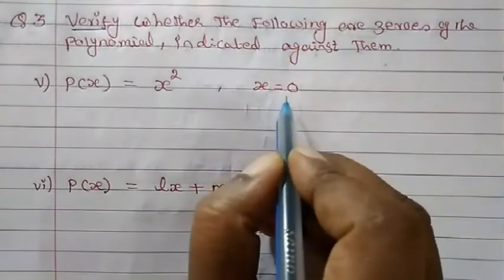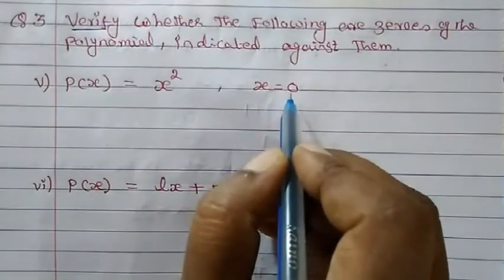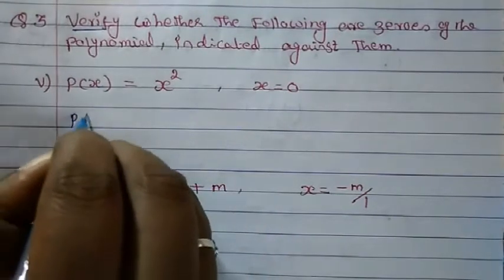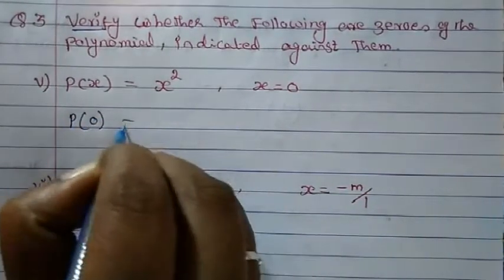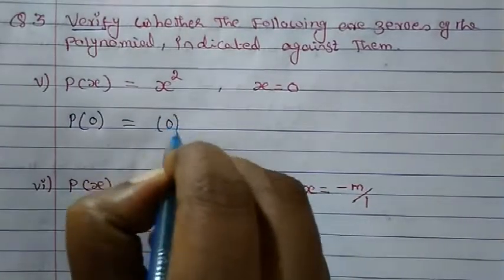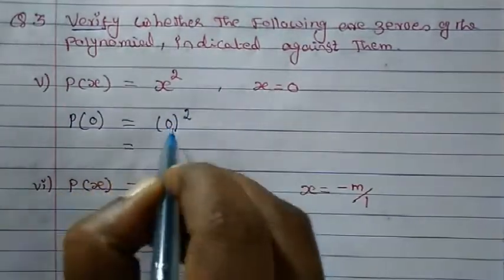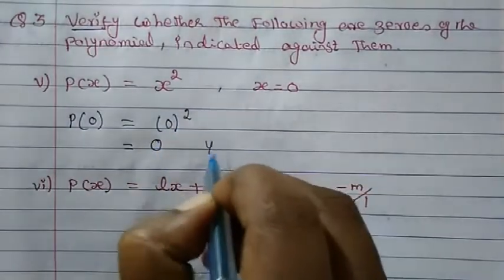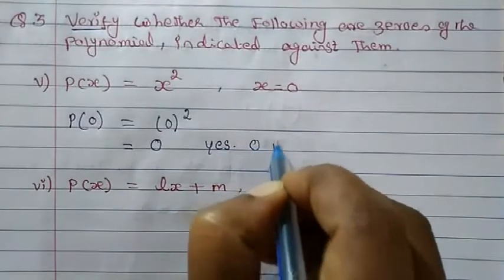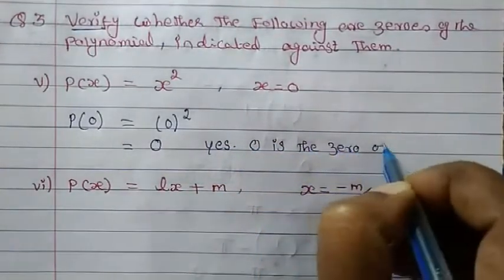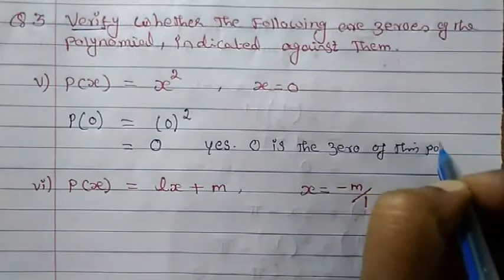So now the value of x here is 0. So let's put 0 in the place of x. So p of x is 0. So in the place of x we have to put 0. So 0 square. When 0 is squared we will get 0 only. Therefore, 0 is the 0 of this polynomial.